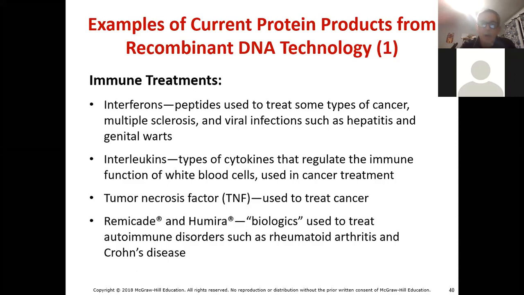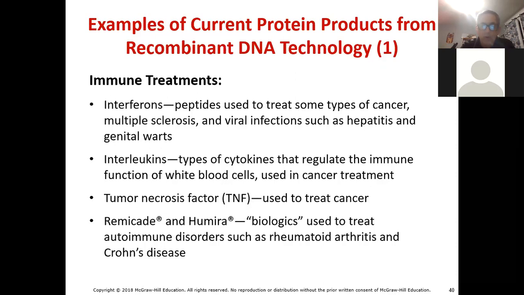Examples of current protein products from recombinant DNA technology: interferons. So interferons signal cells to fight virus infections, also certain types of cancer, even multiple sclerosis. Interleukins are cytokines, chemicals secreted by the immune system. These cytokines will help fight cancer. Tumor necrosis factor is actually a type of cytokine. It can be used to treat cancer also.